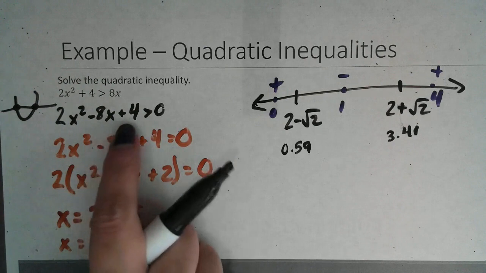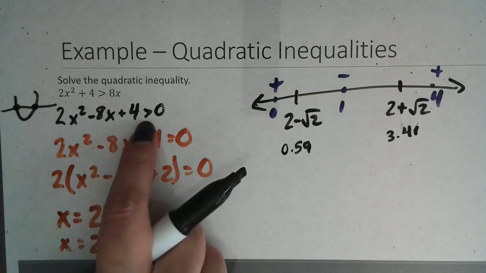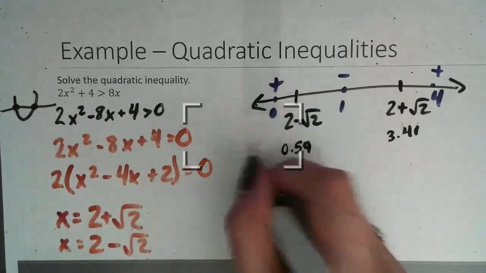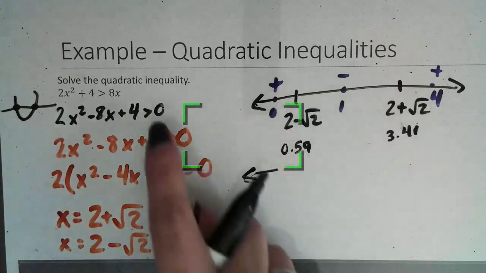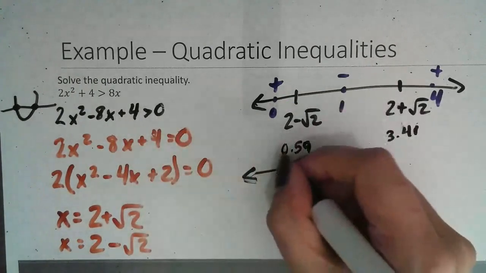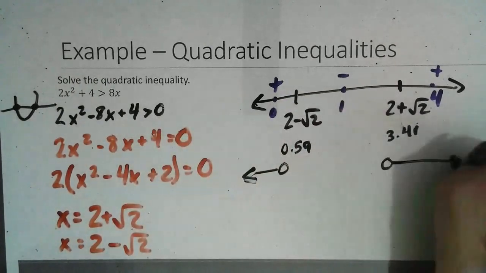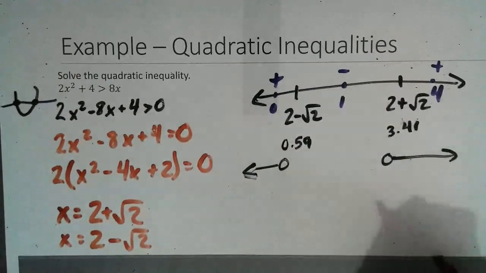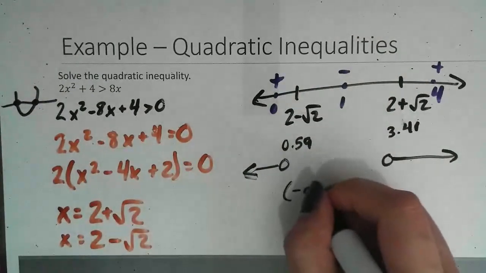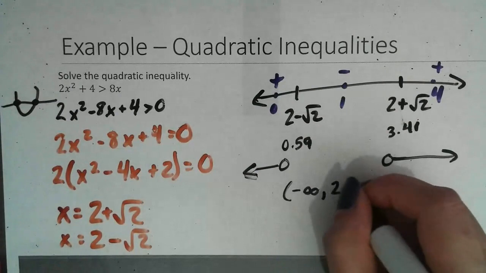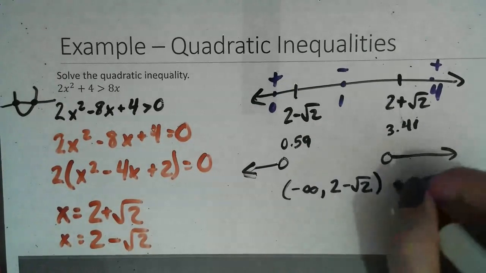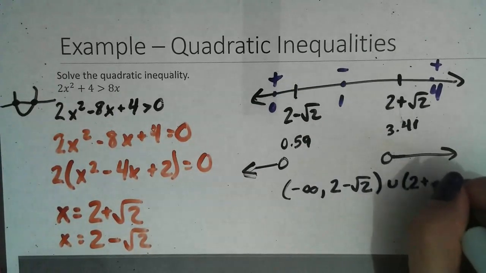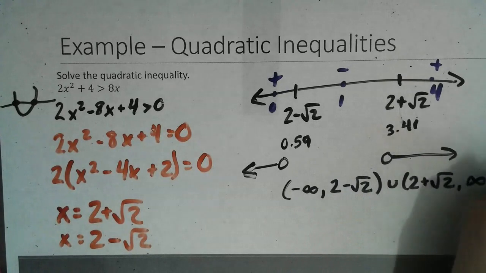In this case, we want the values that are greater than 0. So that's going to be these ones down here. We don't want equal to 0, so we'll have an open circle, and then an open circle to the right. So our values that we want are negative infinity until 2 minus the square root of 2, parentheses, union 2 plus the square root of 2 to infinity.